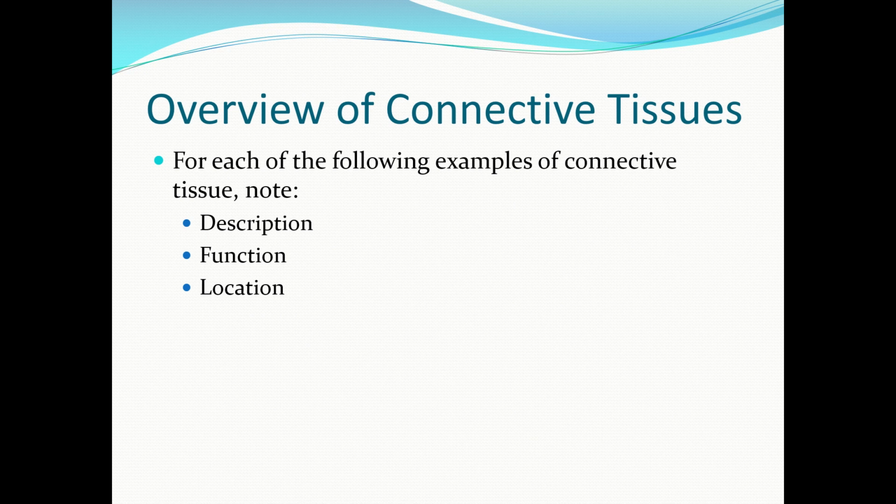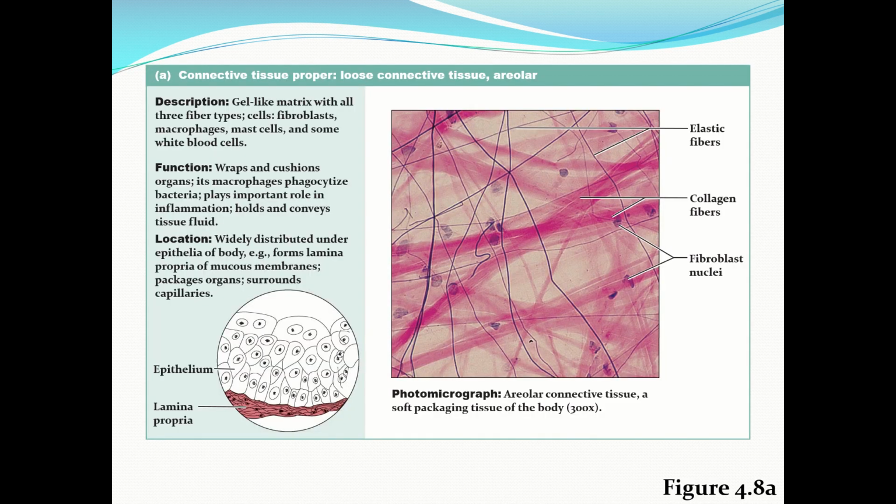Now let's take a look at pictures of each of those types of connective tissue. And for your lab that you will do, you will note the description, function, and location. The first is a connective tissue proper, loose connective tissue, and is known as areolar connective tissue. It is a loose network of collagen fibers and has a jelly-like ground substance, and it is located underneath all epithelial tissue in the body.